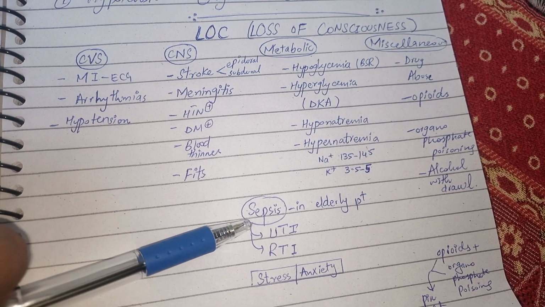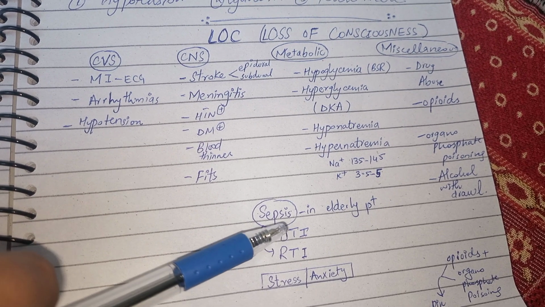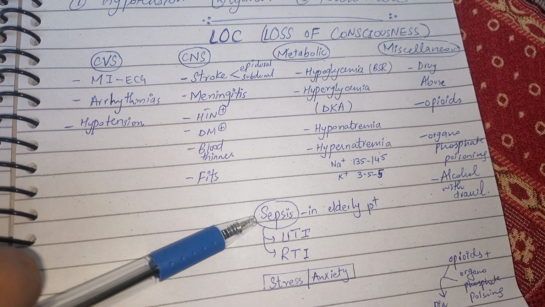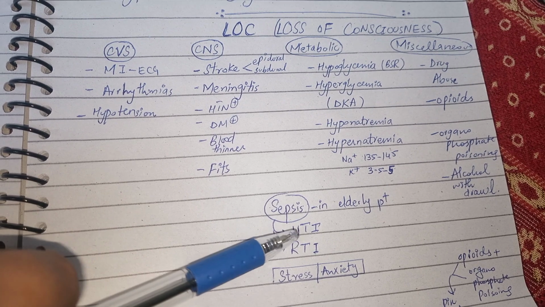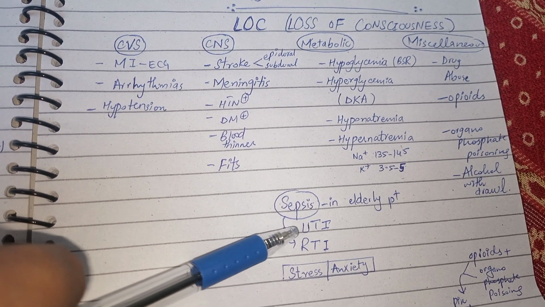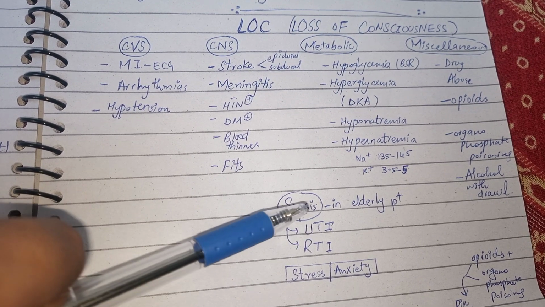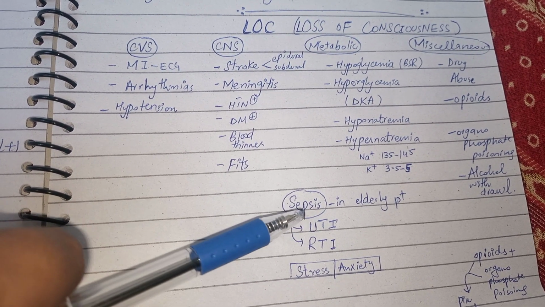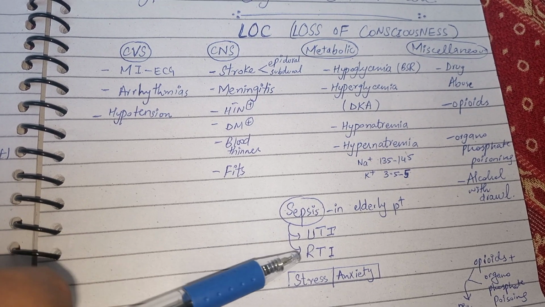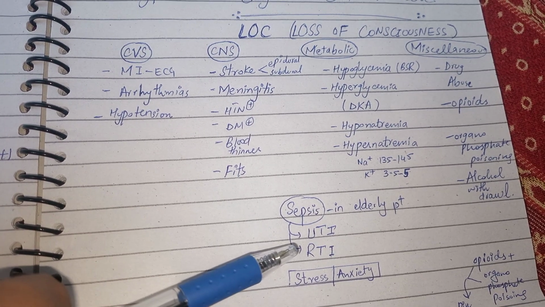In this case, sepsis is mostly in elderly or old patients, and sepsis is caused due to urinary tract infection or respiratory tract infection. To rule out the urinary tract infection, you can take the history of urgency, frequency, and all other symptoms of the UTI, and also you can do urine RE. And for respiratory tract infection like pneumonia, you can do a chest x-ray.